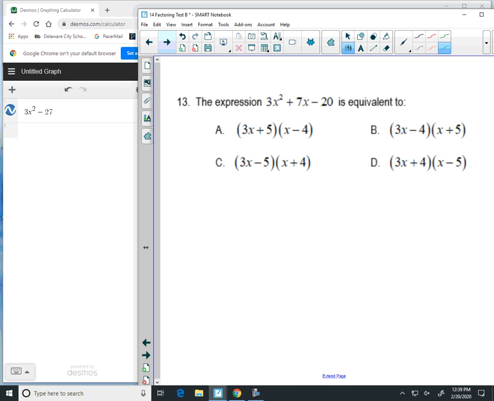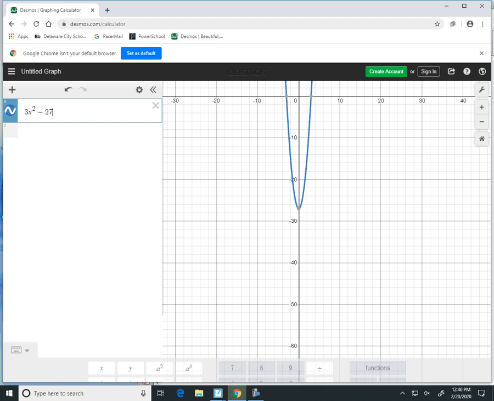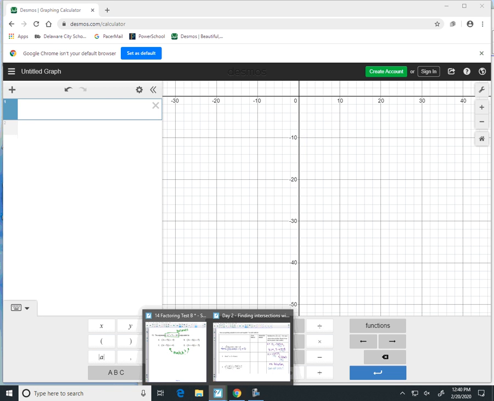Okay, another one asking which one is equivalent to. So you can absolutely plug this into Desmos and see if they match. So if we plug this into Desmos, all we're doing is looking to see which ones match. It also can take up a lot of time, especially if you're going in order here and your answer isn't down here until you get to letter D. So this is another one that we could factor using split the middle, and we can also just plug into Desmos. So I'm going to go ahead and factor.